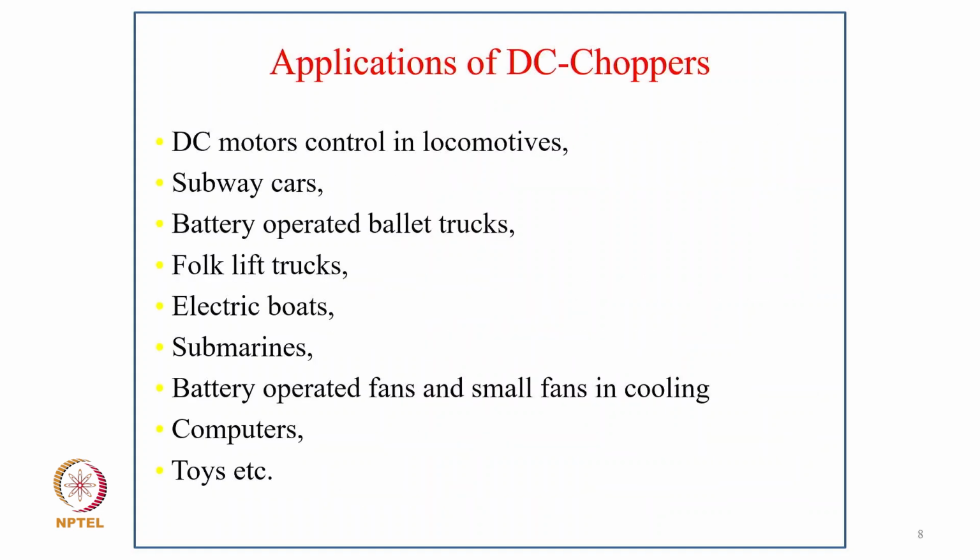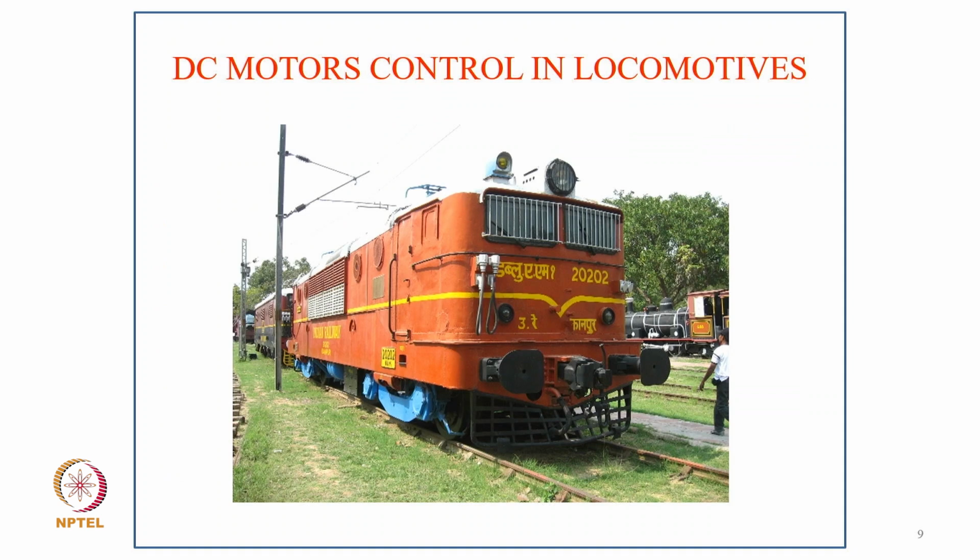The output DC voltage is varied through a solid state switch using pulse width modulation control at constant or variable frequency switching. The applications of these DC-DC choppers are DC motor control in locomotives, subway cars, battery-operated pallet trucks, forklift trucks, electronic boards, submarines, battery-operated fans and small fans in cooling computers, and toys.